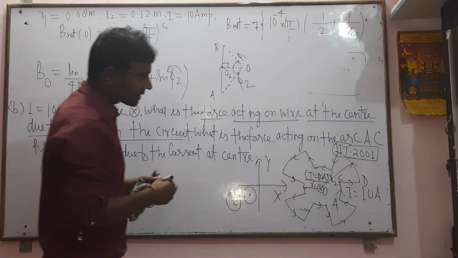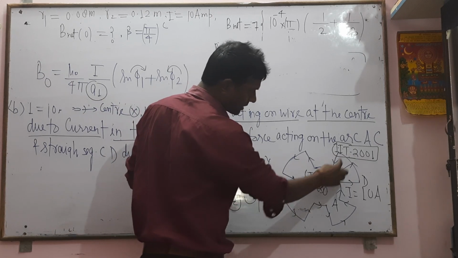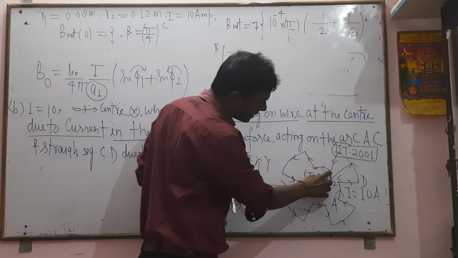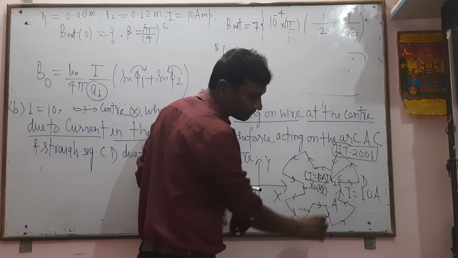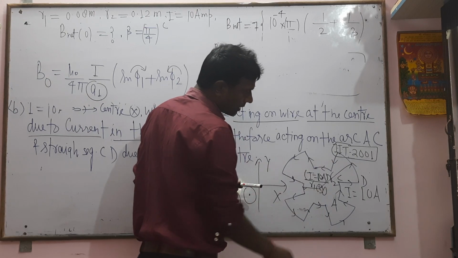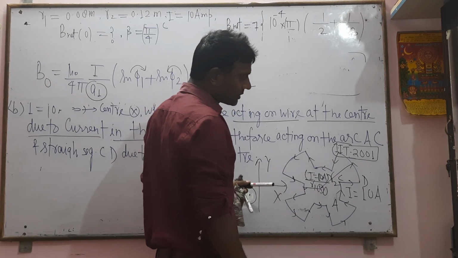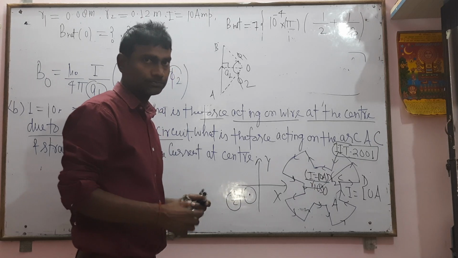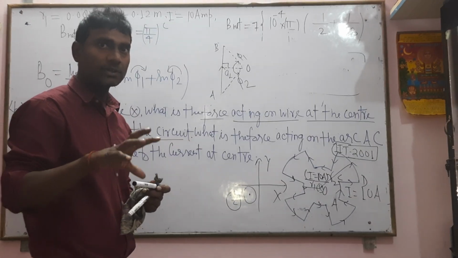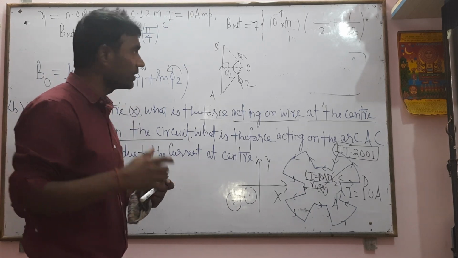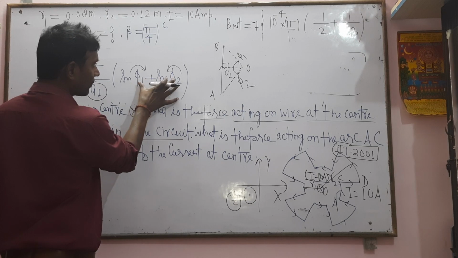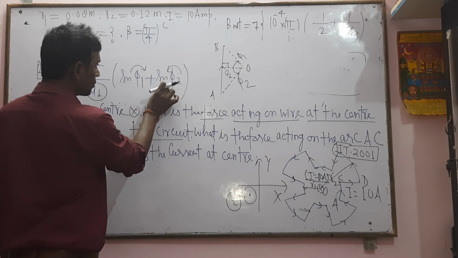For these situations, we need the magnetic field at O point. Phi 1 is this and phi 2 is this. In the case of a straight wire along the line, phi 1 is 0 and phi 2 is 0, both will be 0, or we can say phi 1 is 0 and phi 2 is 180. So 0 plus 0 equals 0.